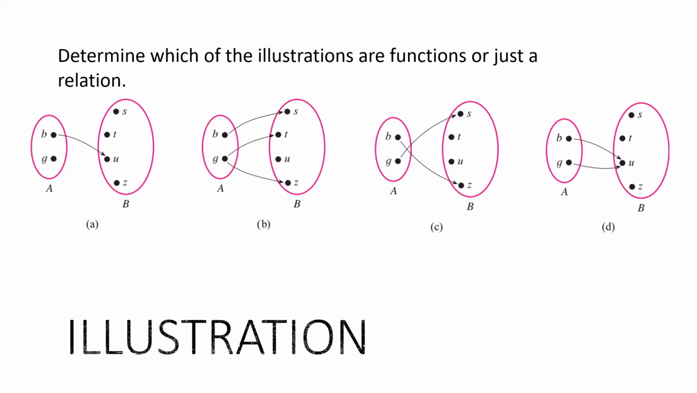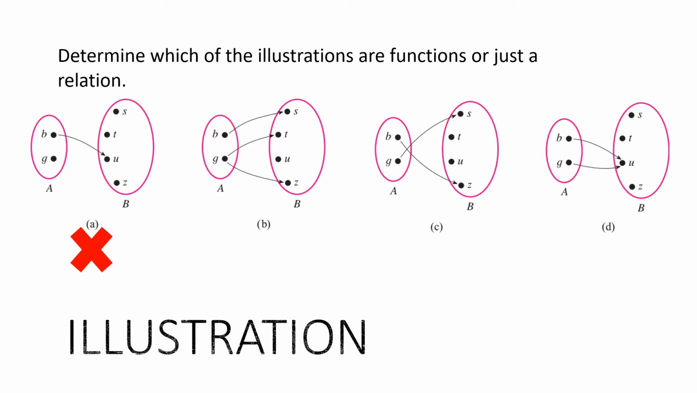Now let us examine the diagrams one by one. Let's start with letter A. The set of ordered pairs here actually has only one ordered pair: B is paired with U. Now the question is, is this a function or just a relation?